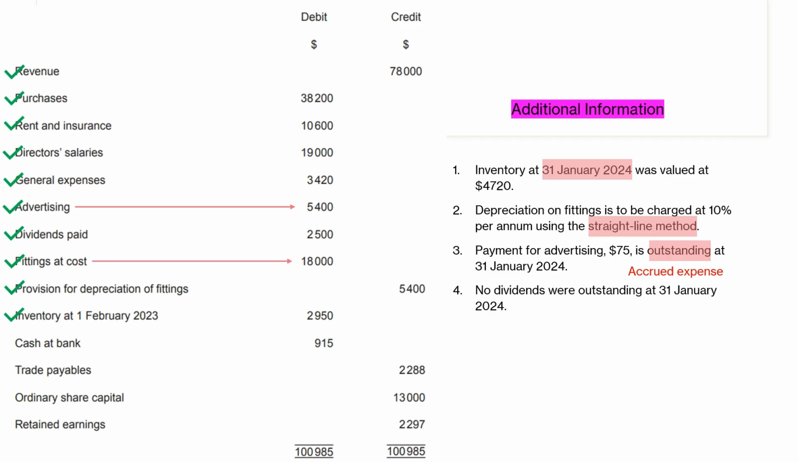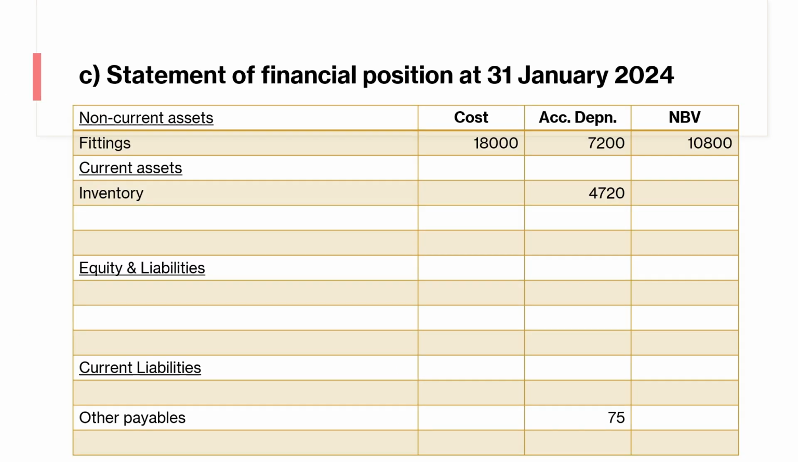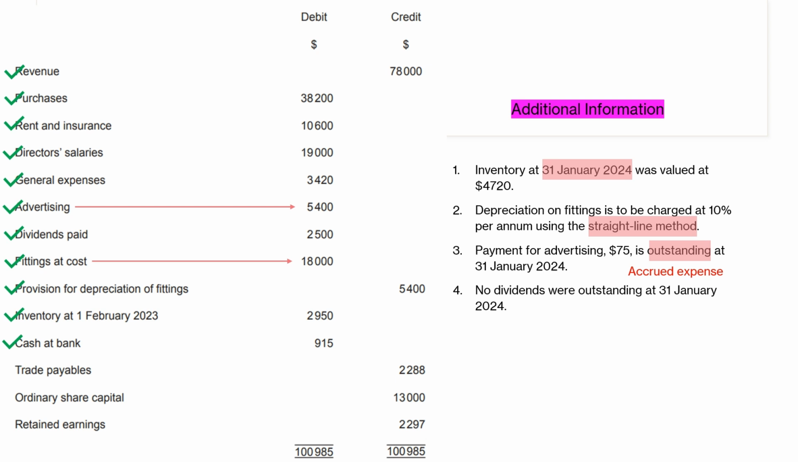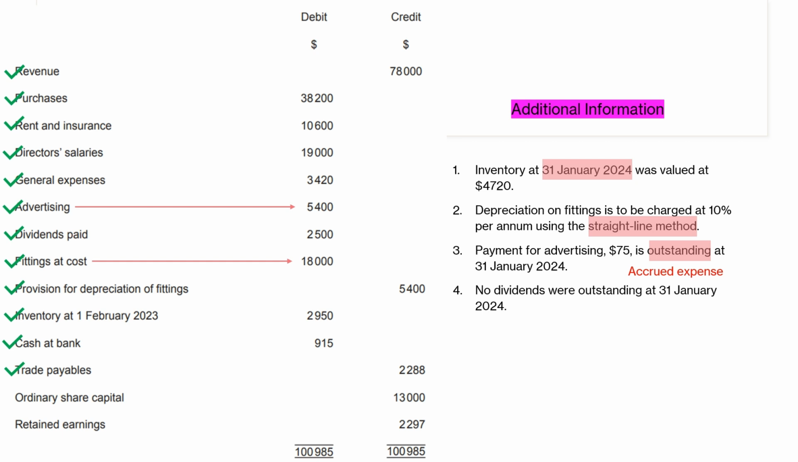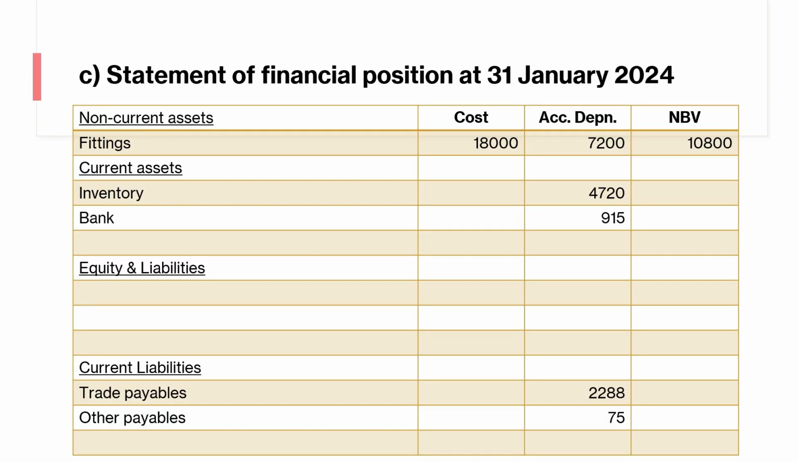Then we have cash at bank, 915. So this is a current asset. So we record it in the SOFP, bank, saying 915. Then we have trade payables of 2,288. This is a current liability, so we record it in the SOFP, 2,288. Ordinary share capital of 13,000. This also goes in the balance sheet under equity.